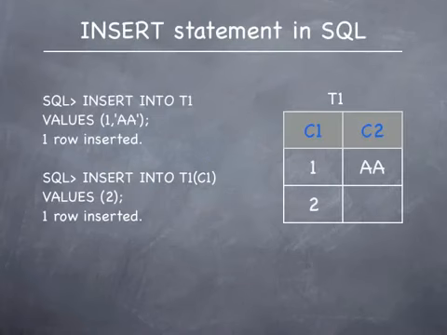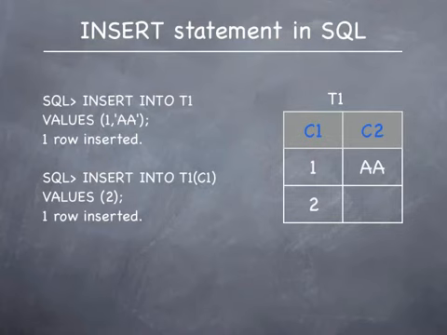We'll first review the insert statement. On this slide is a table called T1. The table has two columns, C1 and C2. C1 is a numeric column and C2 is a character column. There are two examples on the slide showing you how the first two rows of the table are populated using SQL commands. The first insert statement, insert into T1 values 1, 'AA', passes values for every column explicitly.